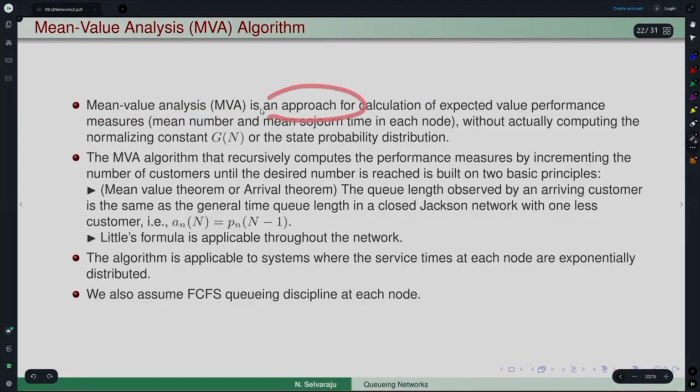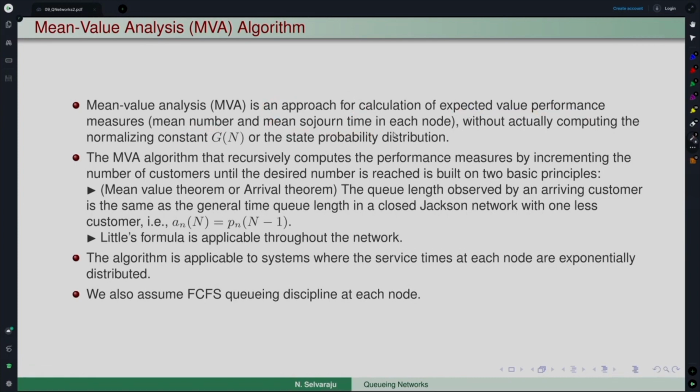This procedure is called mean value analysis, and the mean value analysis algorithm, or MVA algorithm, is an approach for calculation of expected value measures directly, without involving or computing the normalization constant in the case of the convolution algorithm, or directly in a naive computation way if you want to compute the joint probability distribution and hence marginal distributions. What this algorithm will give us are the expected value measures, which are the mean number in any particular node and the mean sojourn time in any particular node, which we are going to compute directly. That is what is called mean value analysis, an approach for calculating the expected value measures directly, which are the mean number and mean sojourn time.